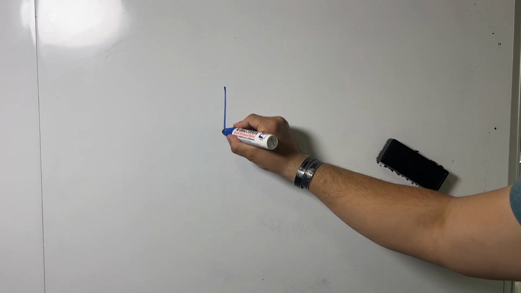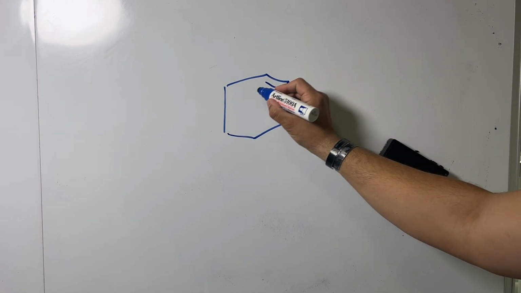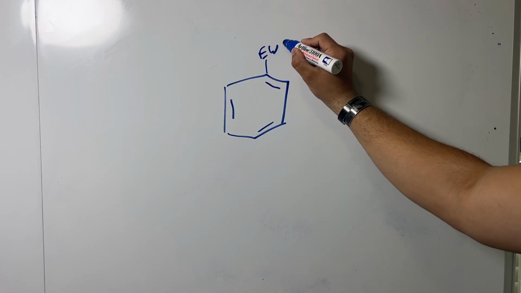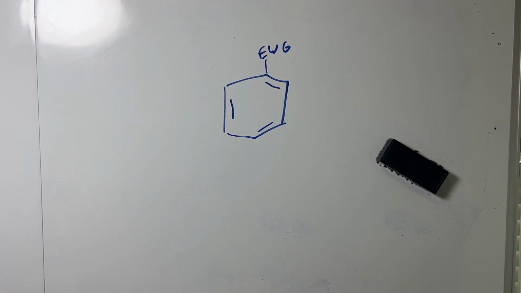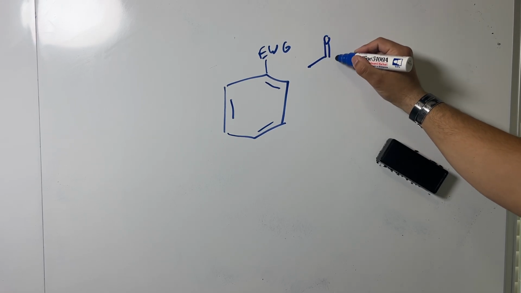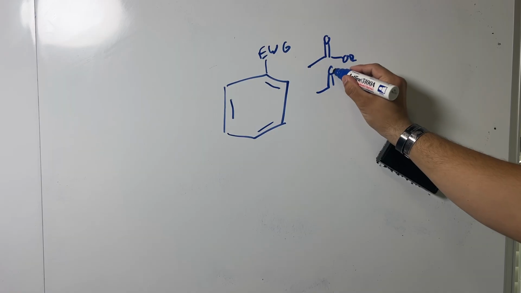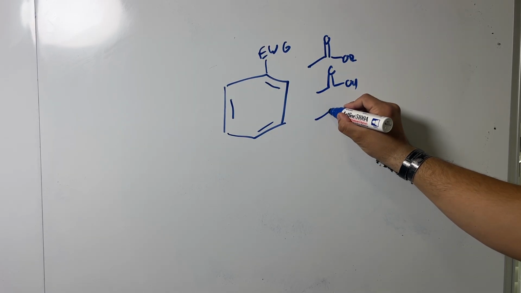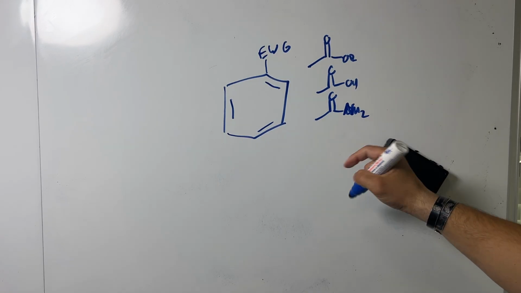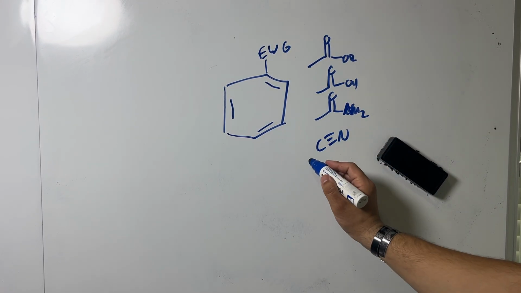Now, electron withdrawing groups, like I said, as the name implies, they withdraw electrons from the ring. And these are things typically that have pi bonds in them. So think carbonyls. If that carbonyl is attached to the ring from an ester, carboxylic acid, or an amide, NH2, those are electron withdrawing, or even a nitrile. It's going to pull electron density out of the ring.